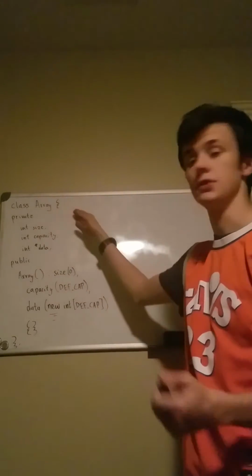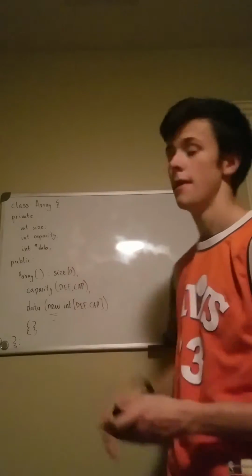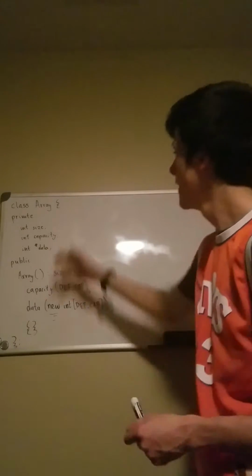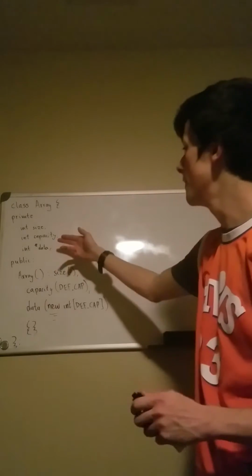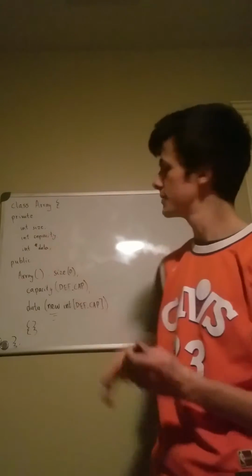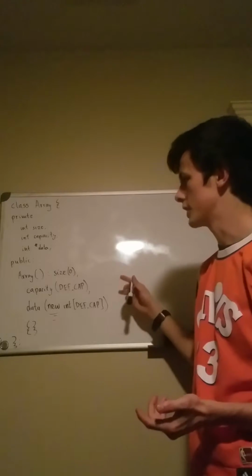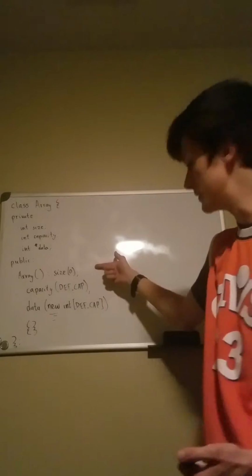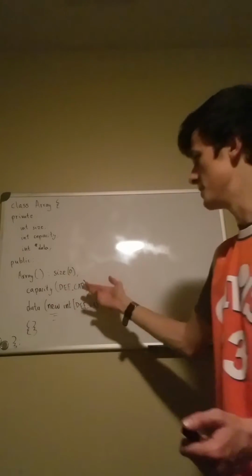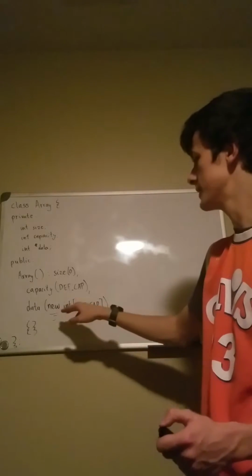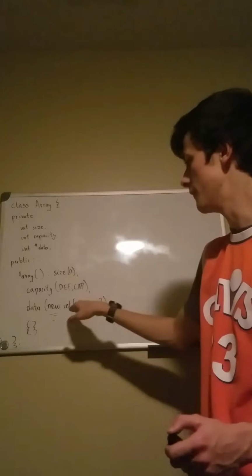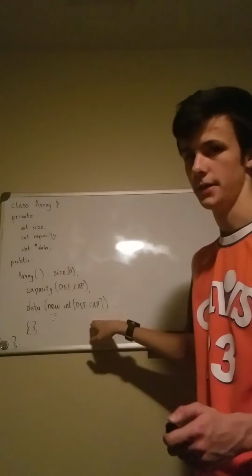Here we have a class array, and its size, the current number of elements it holds, the capacity, the maximum number of elements it can hold, and then the array itself, which is filled with integers. Down here we have the constructor. We initialize the size to be 0, the capacity to be some default capacity, and then data, we initialize that to be a new array of integers at the default capacity.